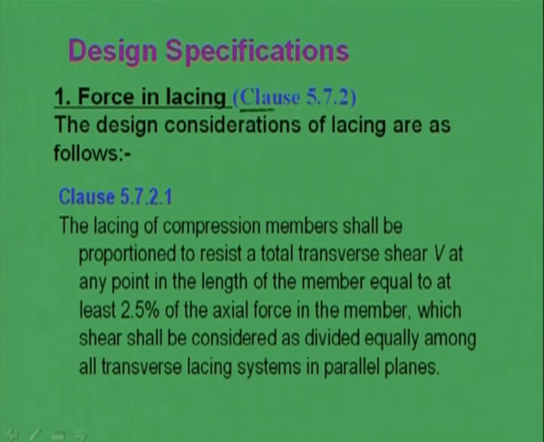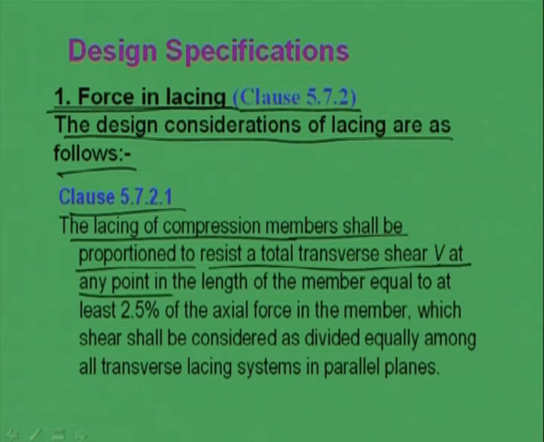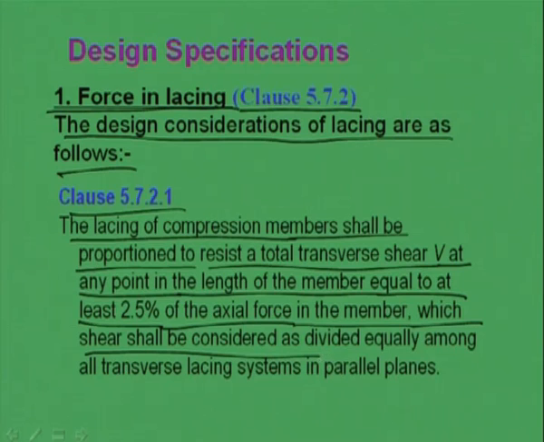So, in clause 5.7.2, how the force in lacing is calculated has been told here, how the forces are coming and how they have been calculated. In clause 5.7.2.1 it is told that the lacing of compression members shall be proportioned to resist a total transverse shear V at any point in the length of the member equal to at least 2.5% of the axial force in the member, which shear shall be considered as divided equally among all transverse lacing systems in parallel planes.